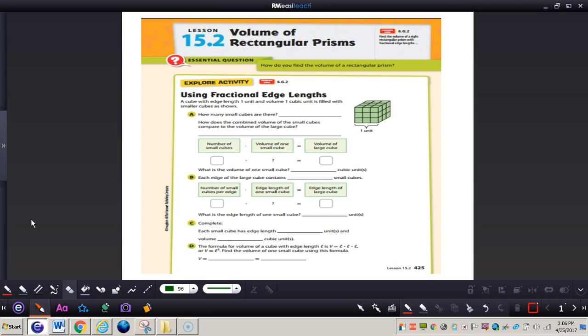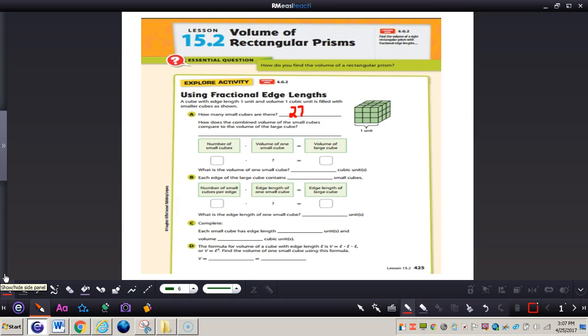It says a cube with edge length 1 unit and volume 1 cubic unit is filled with smaller cubes as shown. So for letter A, how many small cubes are there in this cube? You can see this cube is made up of 3 different layers, a top, middle, and bottom. Now, the top layer has 9 cubes. So if the top layer has 9 cubes and there's 3 total layers, we could see that there are 27 total cubes.